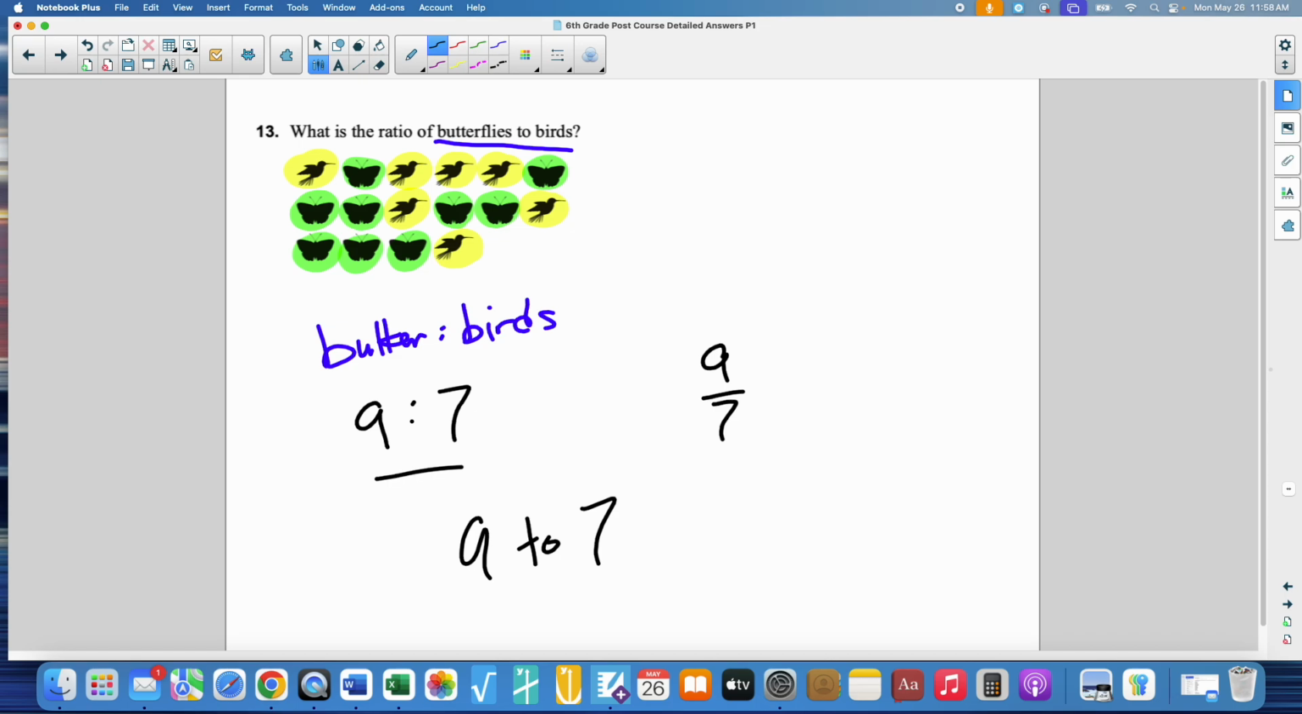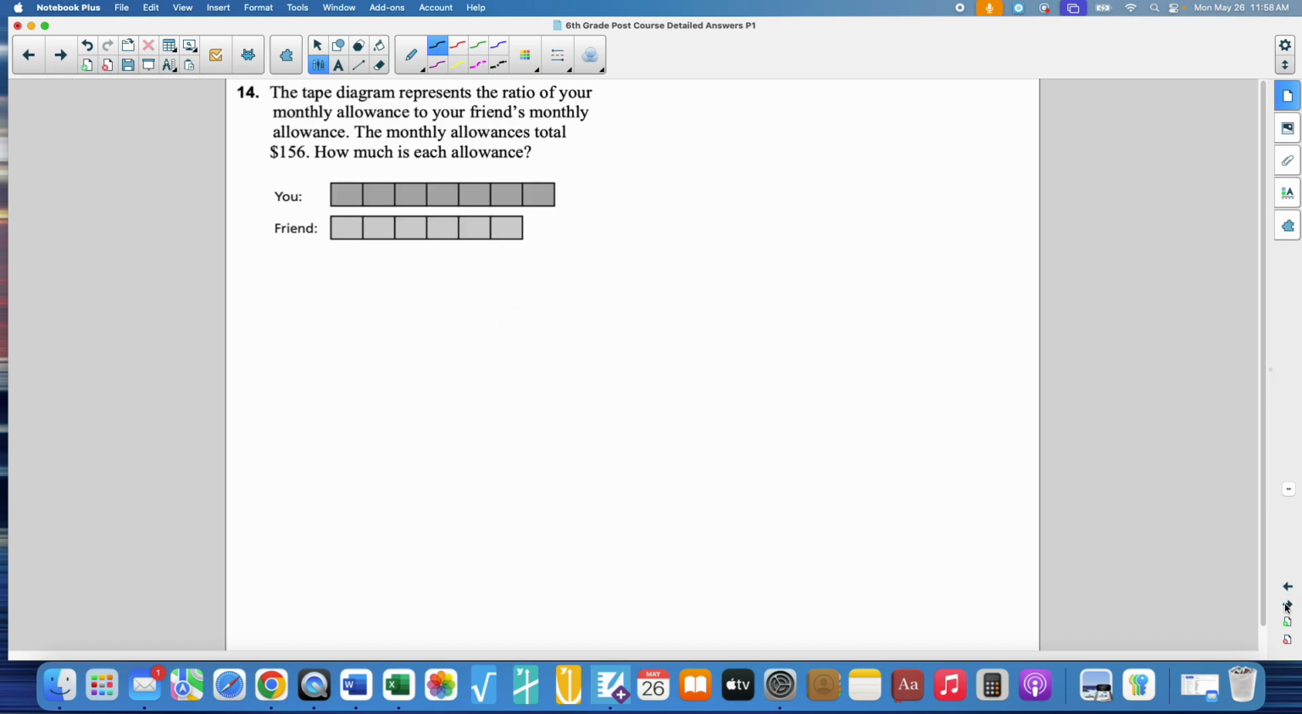This looks like the most obvious ratio because it has a colon. This looks like a ratio because it has a "to." This looks like a fraction, but it's still a ratio, the numerator to the denominator.